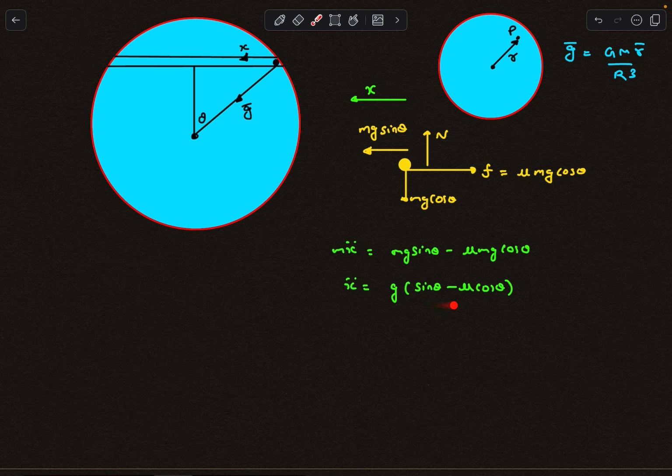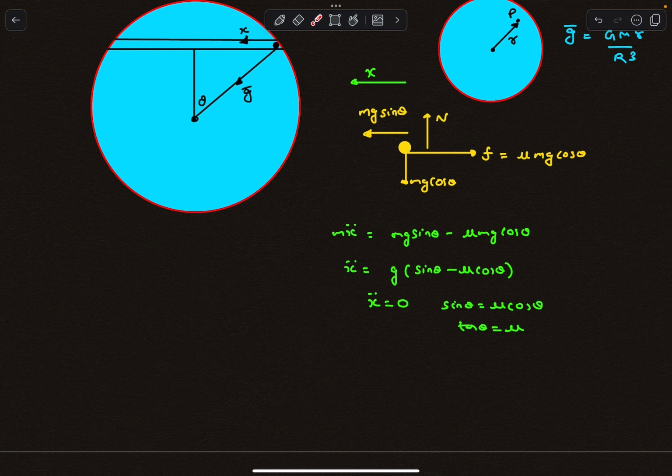So initially, obviously, the ball is going to get accelerated, but the acceleration decreases as time progresses, and at some instant the acceleration is going to become 0. That happens when sine theta equals mu cos theta, or basically when tan theta equals mu. After this particular point, the ball is going to be decelerated. As we have to find the point where the velocity is maximum, that corresponds to this point where the acceleration becomes 0, because till that point the ball is accelerating and after that it starts decelerating.